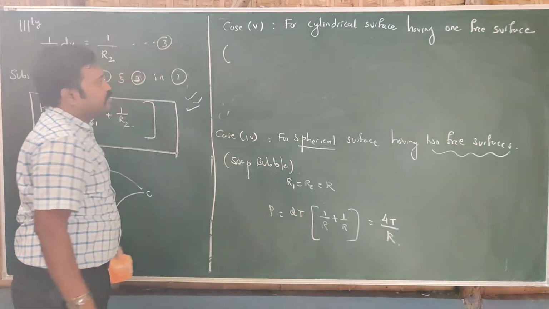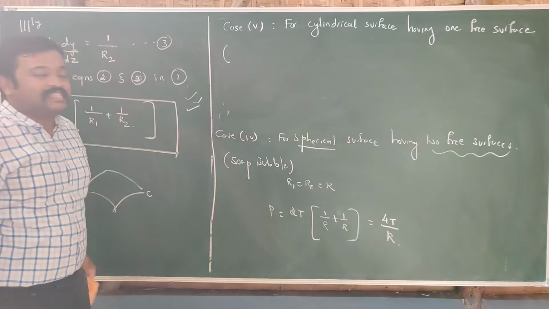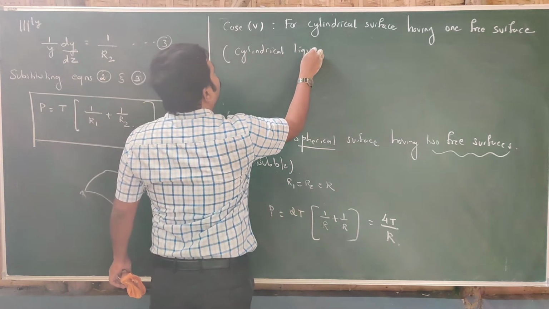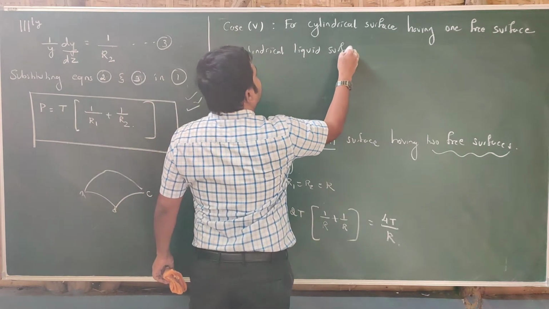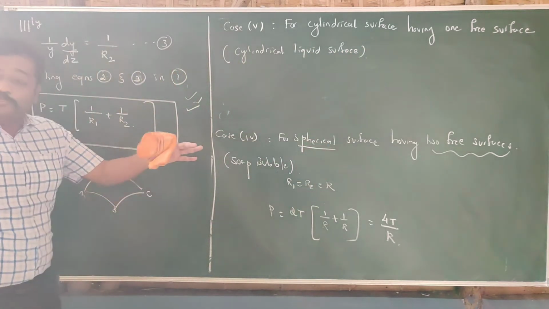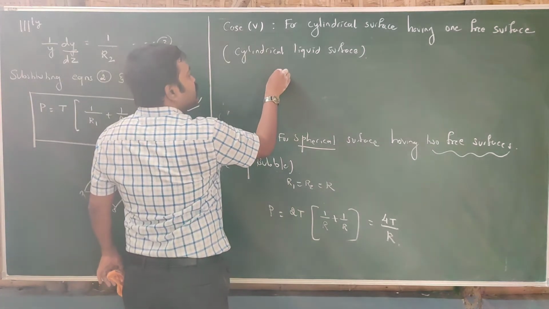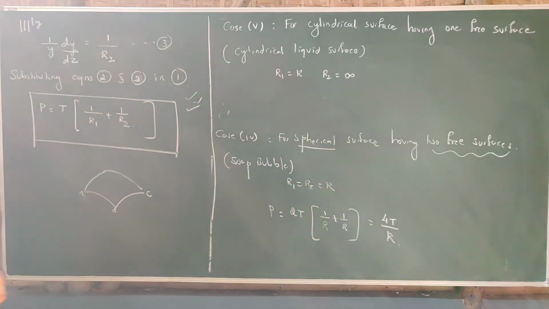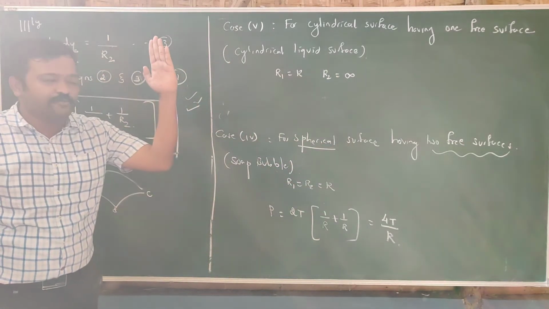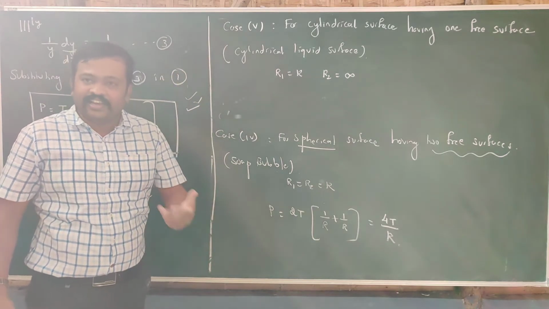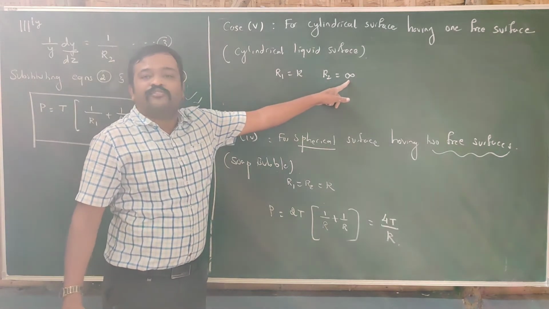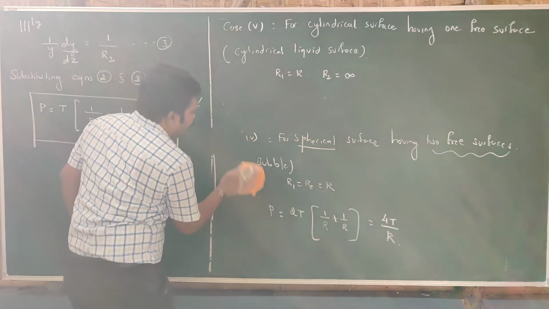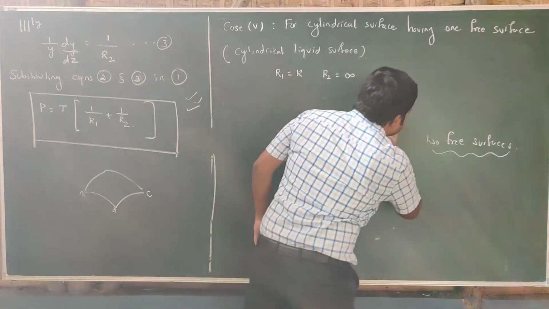The example is a cylindrical liquid column, a cylindrical liquid surface. What is the specialty of a cylindrical surface? Do you remember? When we speak about a cylindrical surface, one of the radii of curvature will be infinity. Since it is cylindrical, it will be straight, and the radius of curvature of a straight line is infinity. So one of the radii of curvature will be infinity.